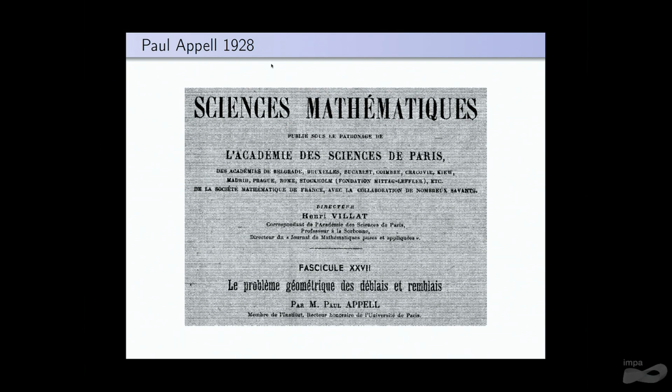Okay, 1884. Now let's go to 1928. Much, much later. In 1928, Mr. Appel, who was recteur honoraire de l'Université de Paris, a powerful man, published a paper with the same title. You see, le problème géométrique des déblais et remblais.